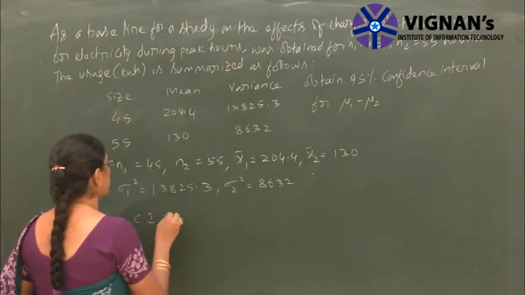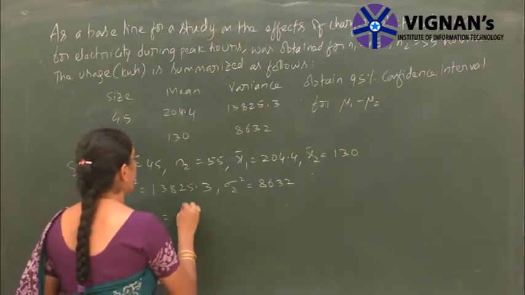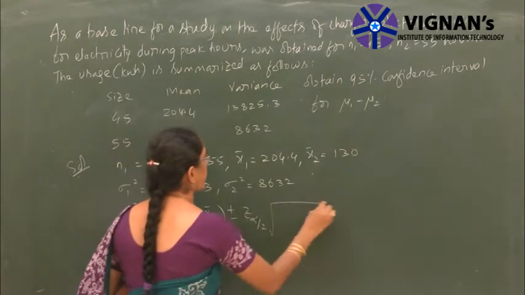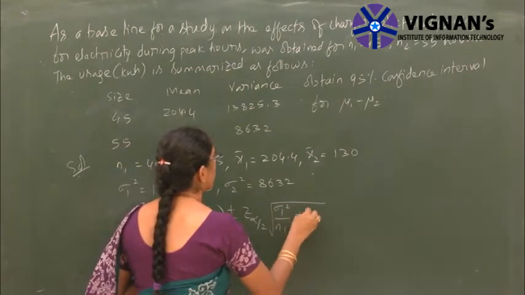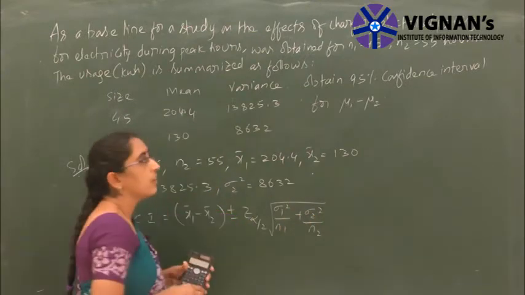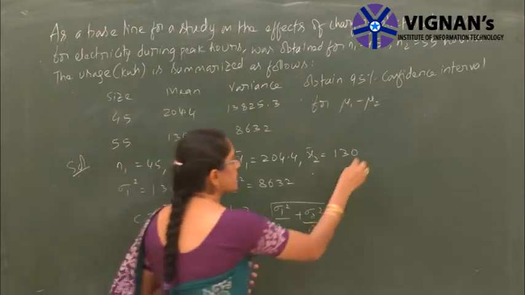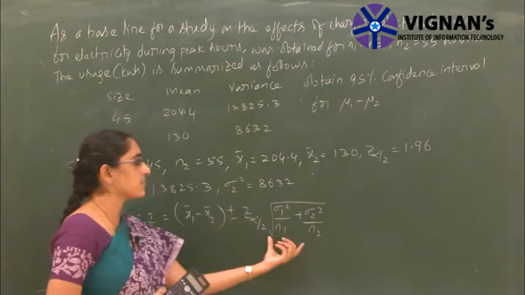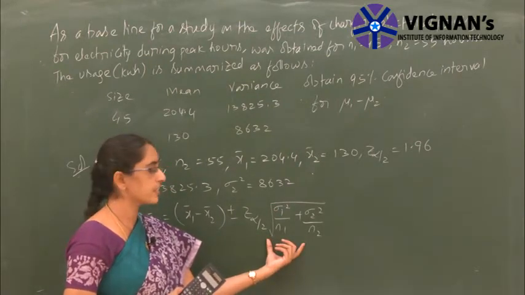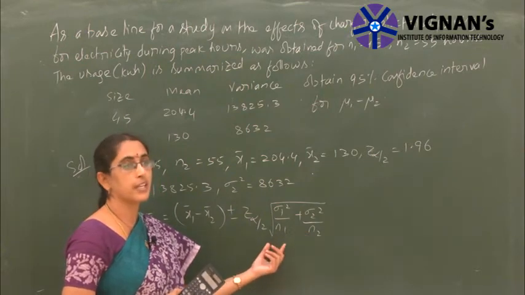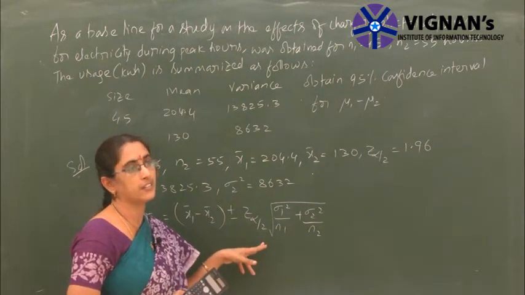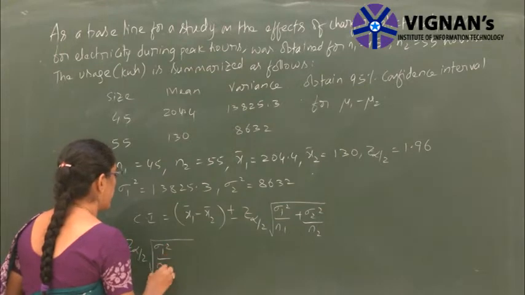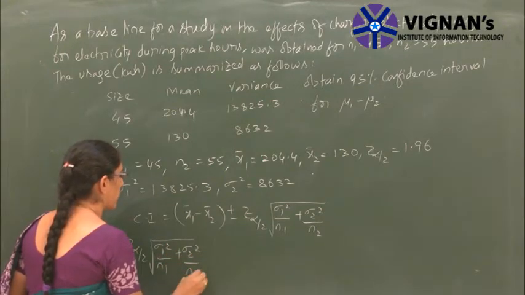The confidence interval for difference of means is given by the formula x1 bar minus x2 bar plus or minus z alpha by 2 into square root of sigma 1 square by n1 plus sigma 2 square by n2. We are asked to obtain the 95% confidence interval, so z alpha by 2 will be 1.96. First we calculate z alpha by 2 into square root of sigma 1 square by n1 plus sigma 2 square by n2, which is nothing but the maximum error for difference of means.